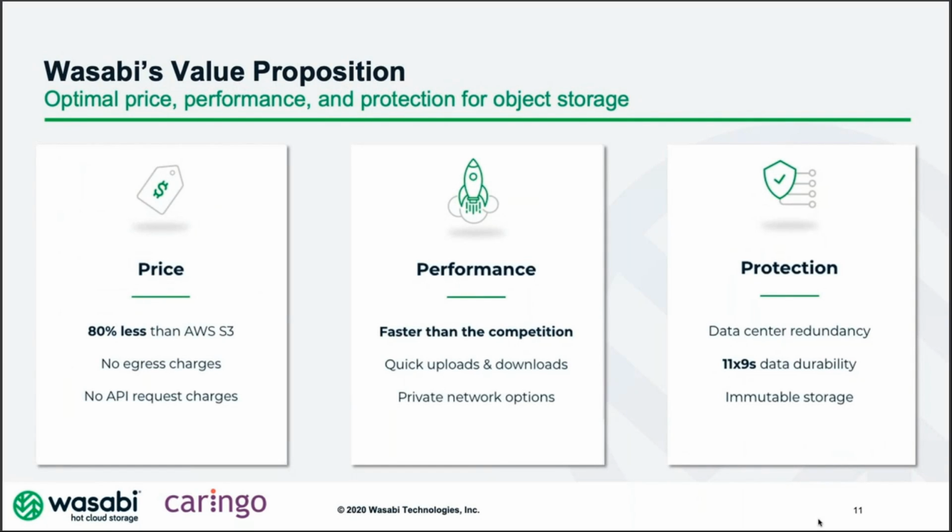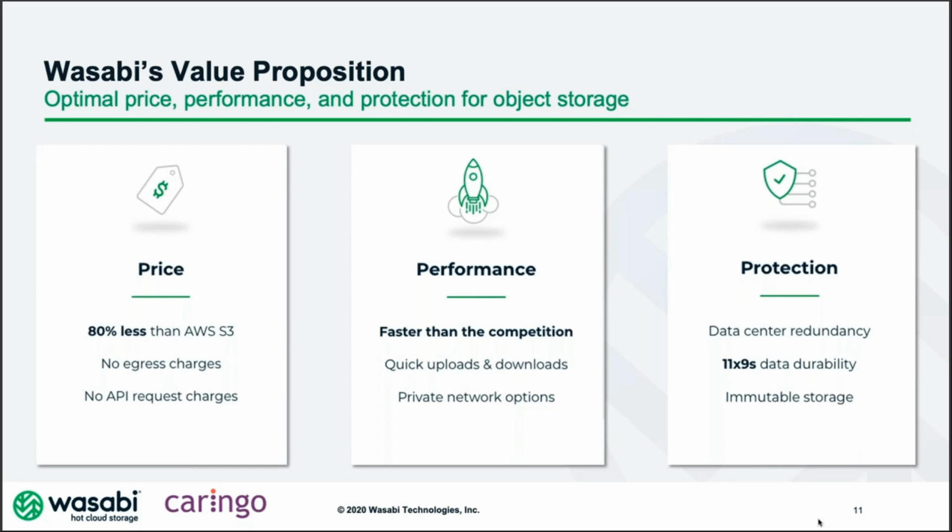So we focus on, we call it the 3 Ps, but there are three areas that we specifically focus on. That's price, performance, and protection. We are 80% less expensive than AWS S3. And we specifically set out to have no egress charges and no API request charges.